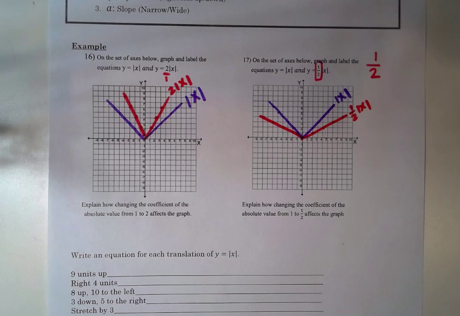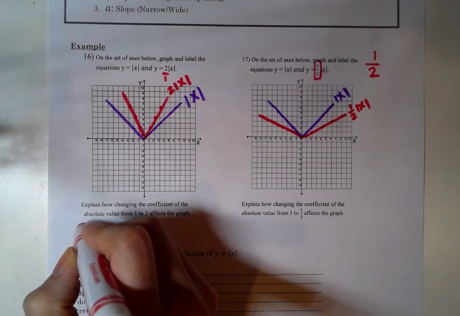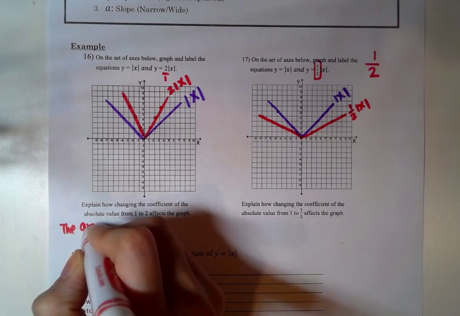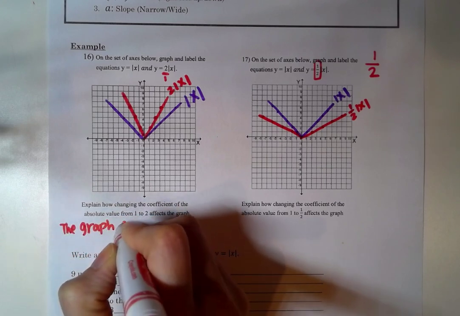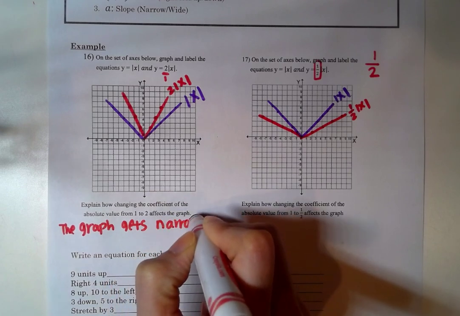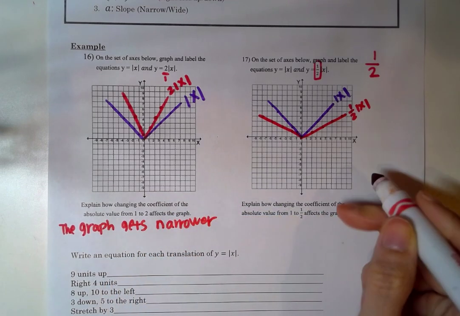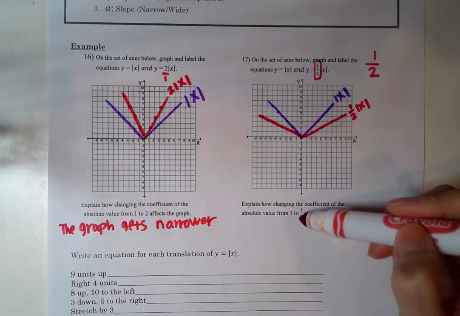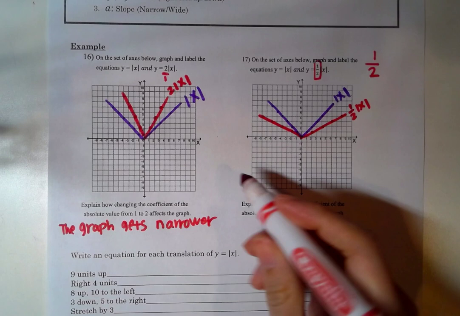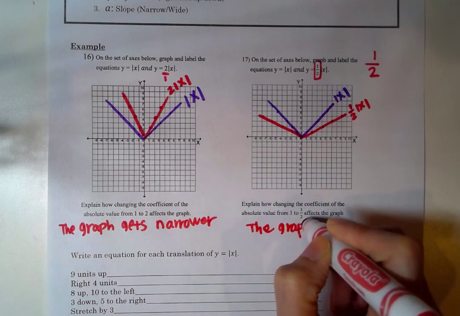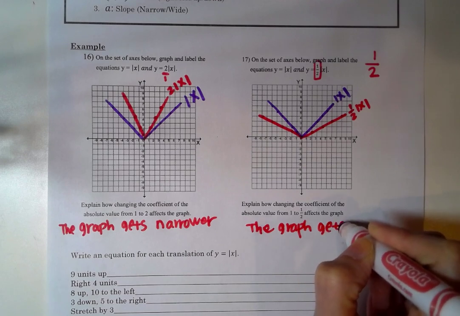Alright? So look, explain how changing the coefficient of the absolute value from 1 to 2 affects the graph. What happened to the graph? The graph gets narrower. And for this, same thing, but what happens when you change your coefficient from 1 to half? Then the graph gets wider.